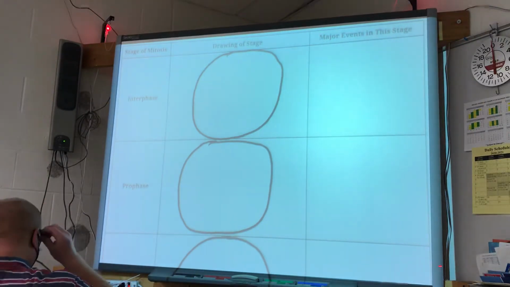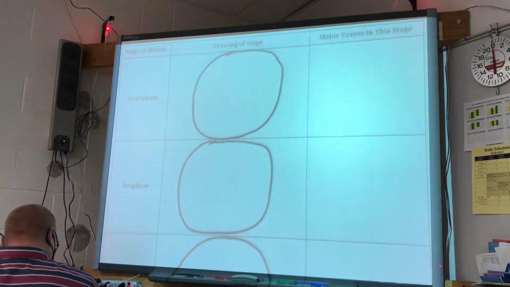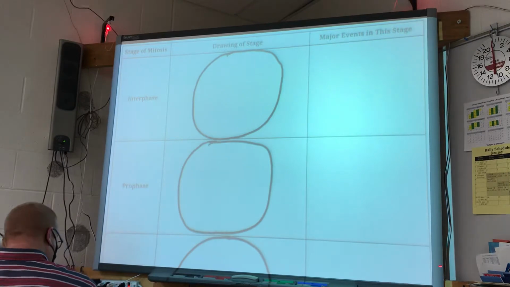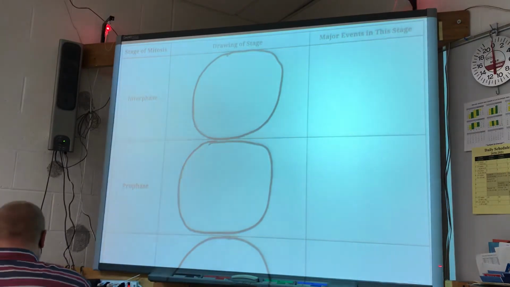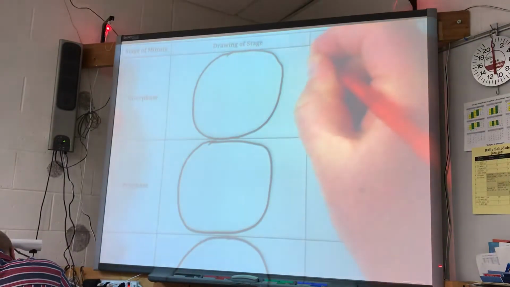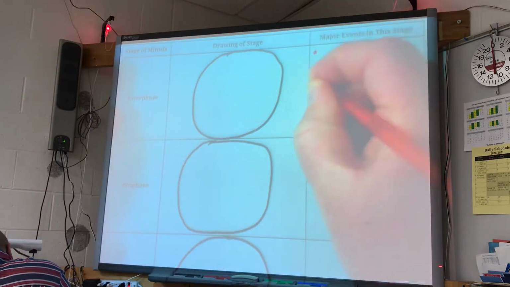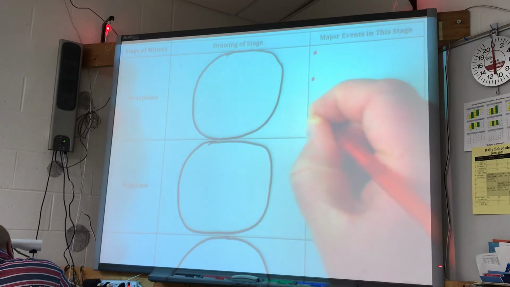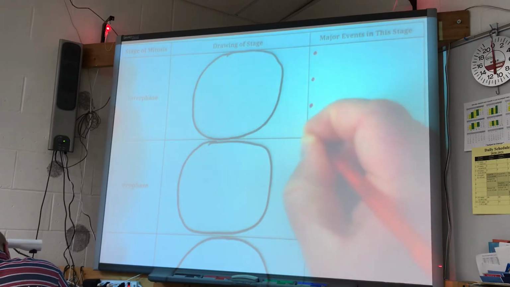So how many chromosomes do you have in your skin cells? 46. How many do you have in your hair cells? So what's your diploid number? 46. Okay, your diploid number is 46. We are not going to draw 46 chromosomes in our cell. Our cell is way too small. The diploid number of this cell is going to be 4.